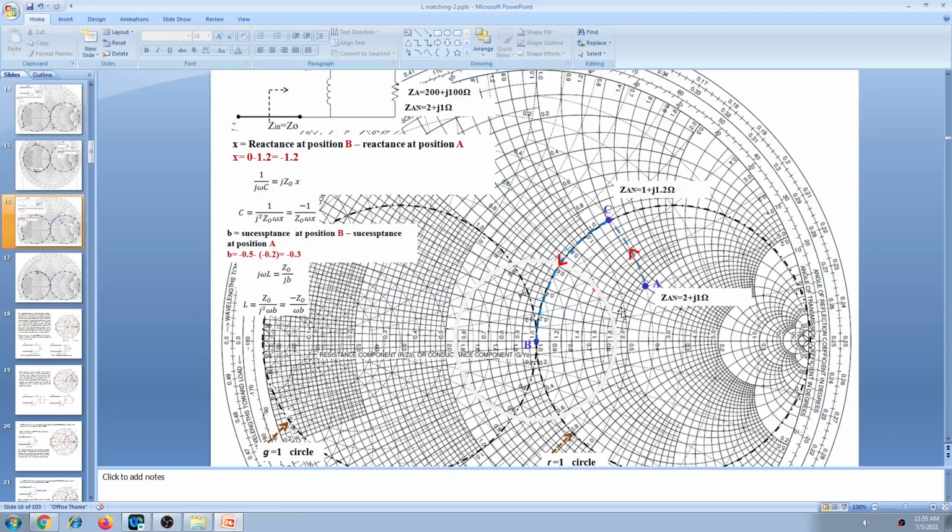Yes, ma'am. Okay, how to do it if the load is not on the R is equal to one circle or G is equal to one circle: two elements are needed. In such a case, if a load is on the G is equal to one circle or R is equal to one circle, one element is enough to get the impedance match. Moving from our point over the R circle to the center of the Smith chart, or the G circle to the center of the Smith chart, only one movement is needed. One element is enough. But if the load point is other than the G is equal to one circle or R is equal to one circle, two elements are needed. That we will see in the next class.